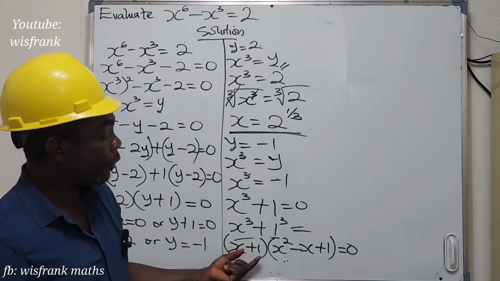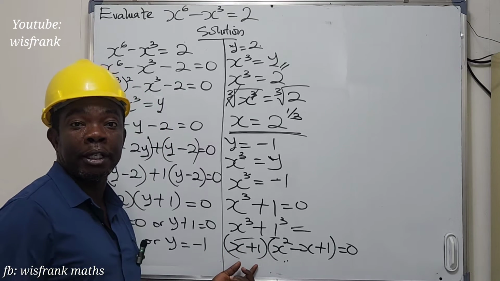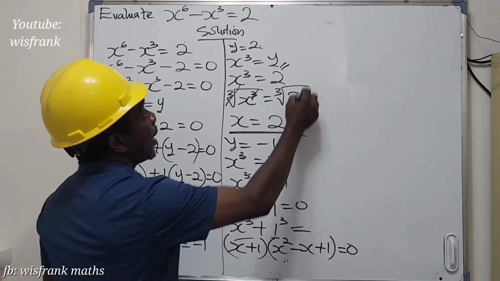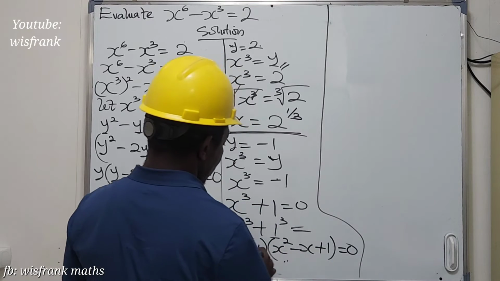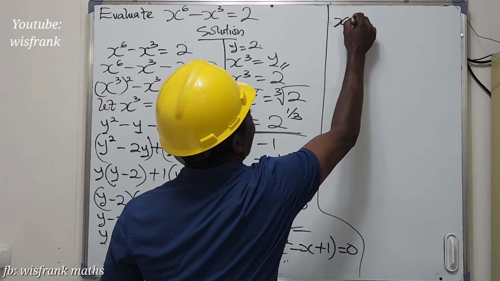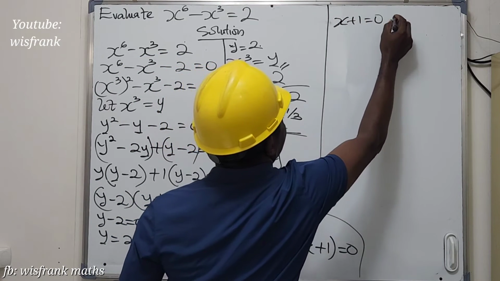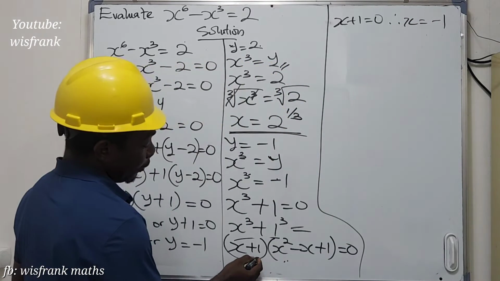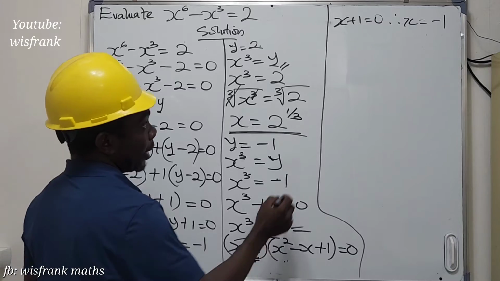So for here, it is either the first parenthesis equals 0 or the second parenthesis equals 0. So here we have this. So we have x plus 1 equals 0. Therefore, our x equals minus 1. So this is the second value of x that we have.